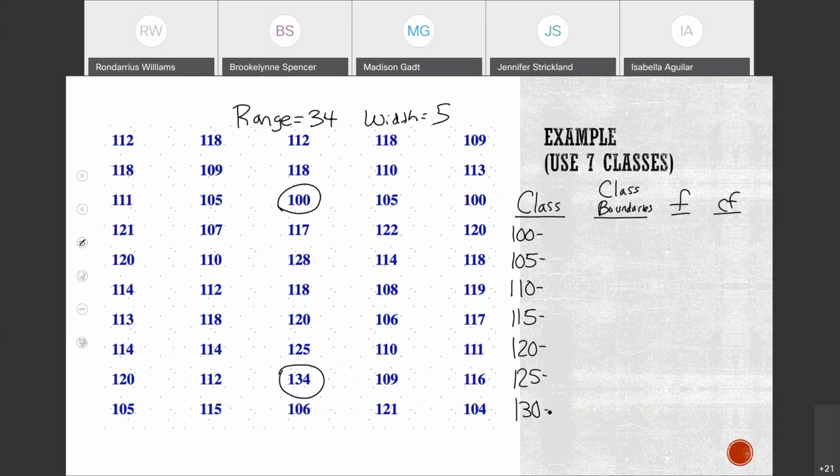Okay, so you add 5 going down, not across. And why am I adding 5? Because the width is 5. Okay, so start with your lowest value, add your width, add your width, add your width, but just remember to come down when you do it and not across. Start with your lowest number, add your width, and come all the way down.